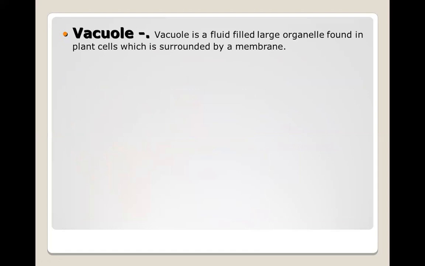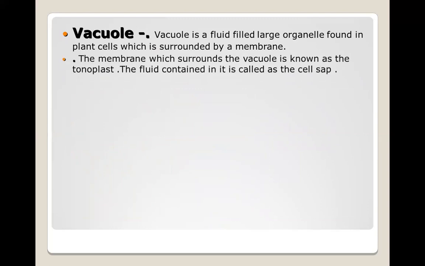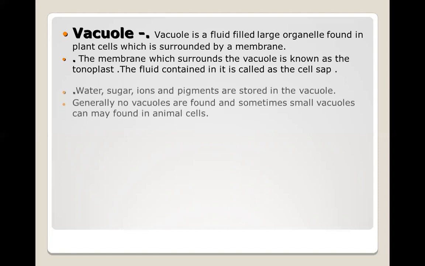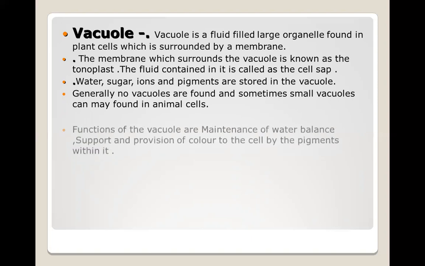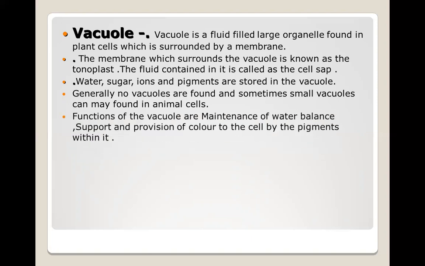Vacuole. A vacuole is a fluid-filled large organelle found in plant cells which is surrounded by a membrane. The membrane which surrounds the vacuole is known as the tonoplast. The fluid contained in it is called the cell sap. Water, sugar, ions, and pigments are stored in the vacuole. Generally, no vacuoles are found, and sometimes a few vacuoles can be found in animal cells. Functions of the vacuole are maintenance of fluid balance, support, and provision of color to the cell by the pigments within it.